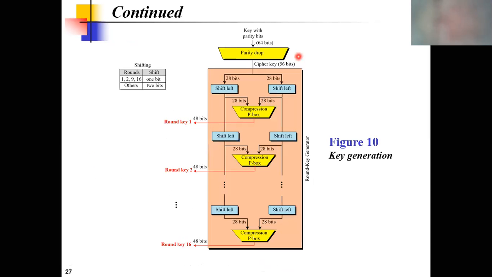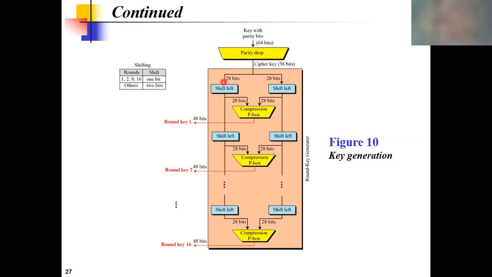So how can one generate the number of keys, one for each round? Initially we have, as I told you, a 64-bit key. We drop the parity bits and we have a 56-bit key. We have 8 parity bits, which we drop. Don't be confused about what the parities are. Just take the 64-bit key and drop 8 bits. In that case, we have a 56-bit key.